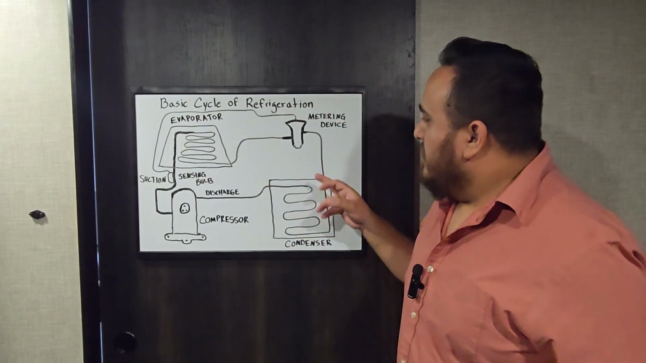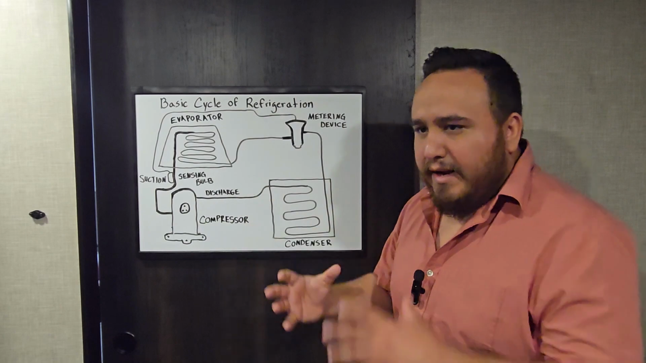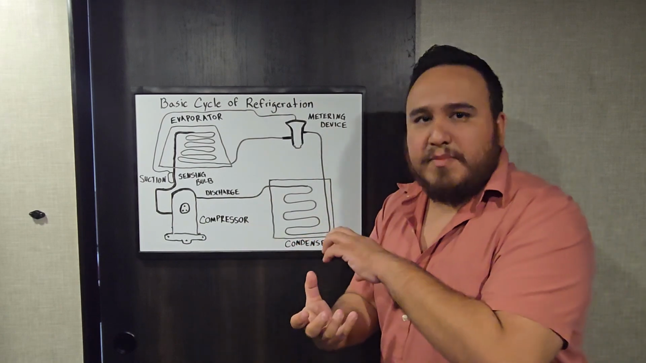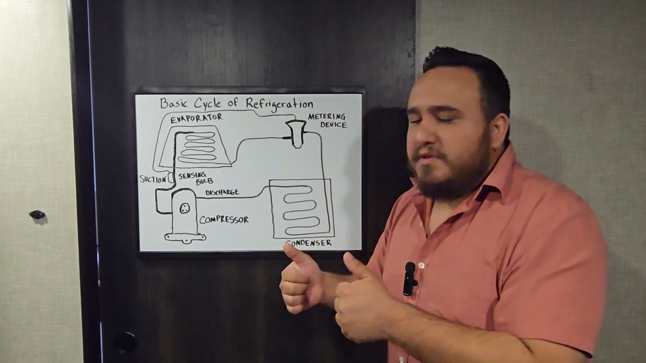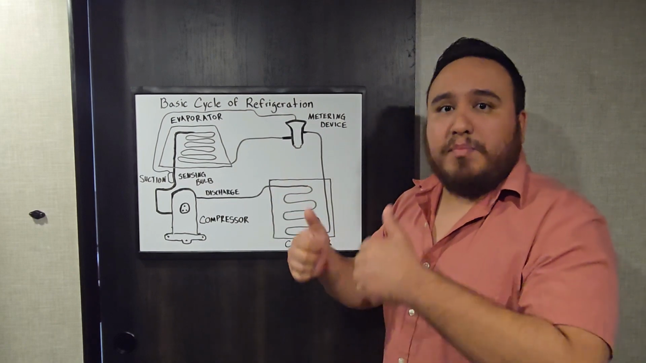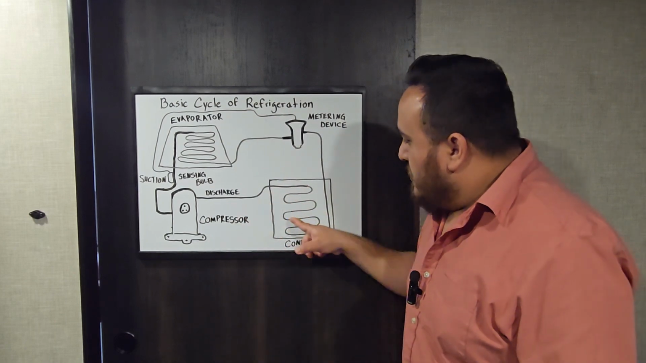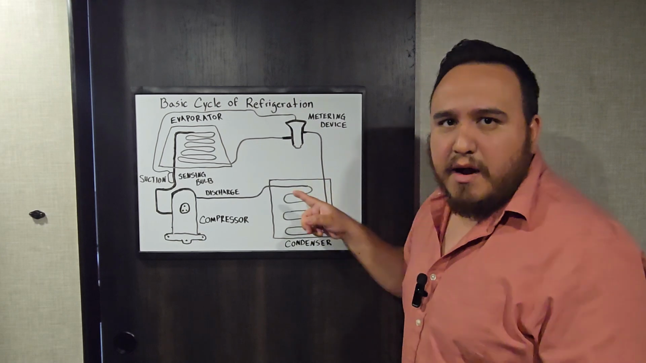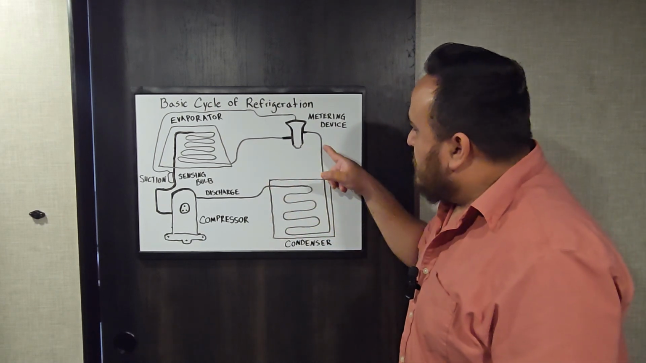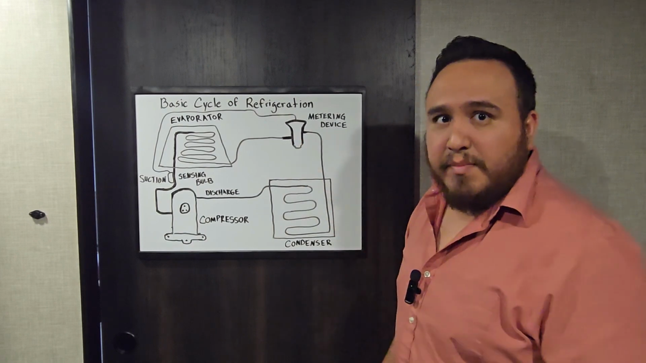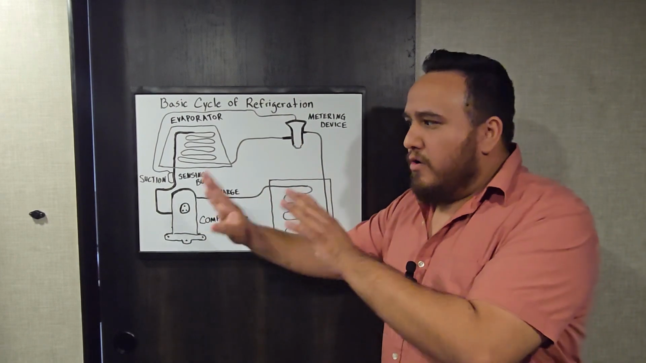But remember, my compressor squeezed my refrigerant, and because it squeezed my refrigerant, it raised the temperature and it raised the pressure, right? So all this here is nothing but hot gas that's traveling through my condenser. As it's going into the metering device, once again, the metering device is saying, hey, whoa, hold on.